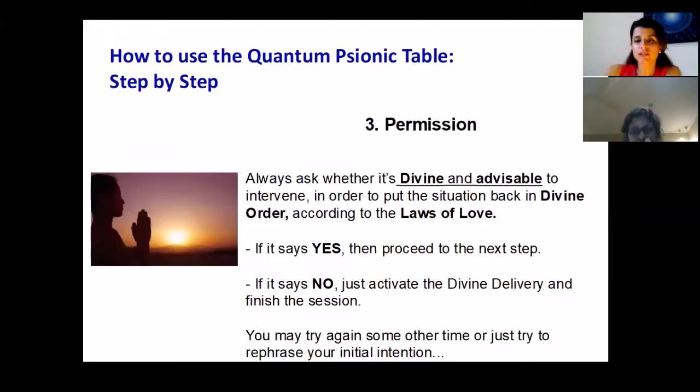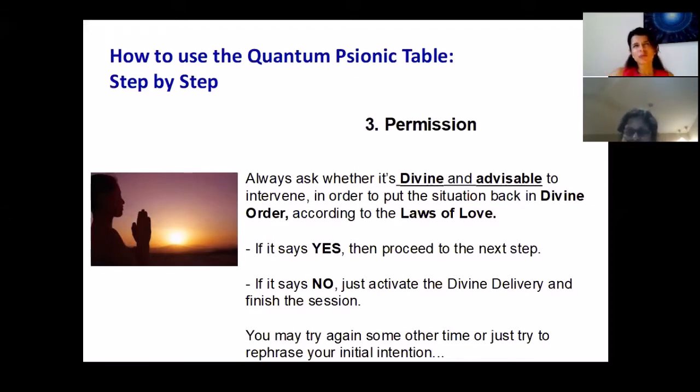So once we've done this checkup, we ask for permission. So this is something we always do in all the quantum psionic boards. We always ask, is it divine and advisable to do this session, to intervene in this situation? Okay. So we always want to put the situation back in divine order according to the laws of love. Okay. So we ask, it can be on the cloth, it can be on the spiral. Is it divine and advisable to work on this situation, on this house? And it should say yes. If it says yes, then you proceed to the next steps. If it says no, then you just do the divine delivery and you close the session.